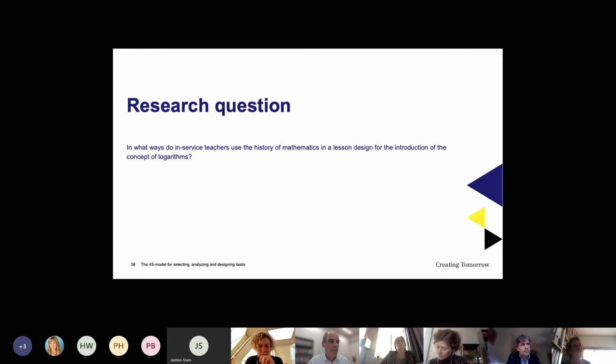So we basically wanted to use the model from the first part, and we wanted to see what our students would make of it, and if it was suitable to use in a teacher training program. The way we did that was to have them design lessons on logarithms, and the "in what ways" in the slide here refers, I think, to in what ways in terms of the model.